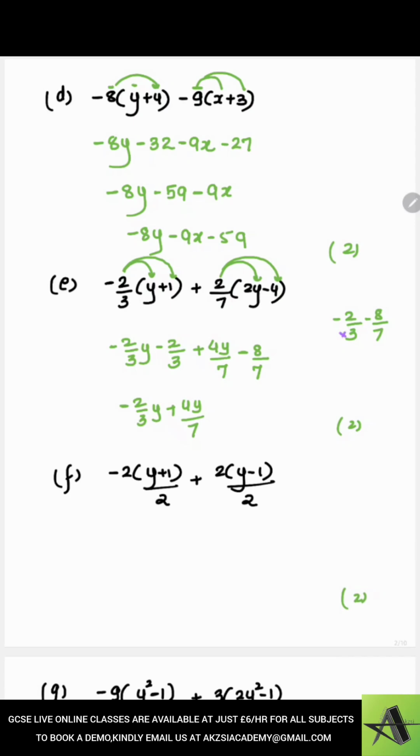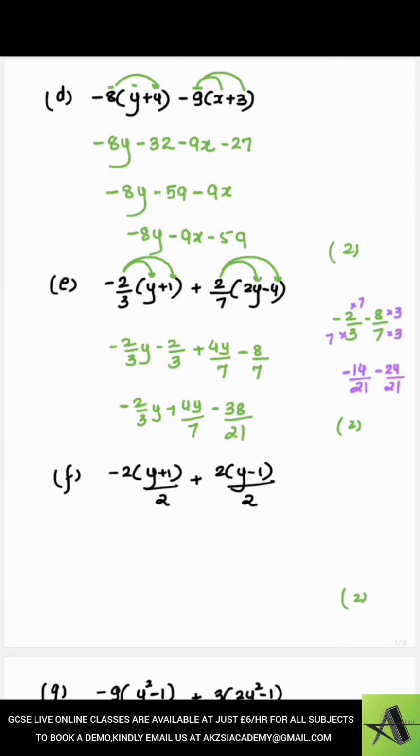So just multiply by 7, multiply by 7. Similarly, multiply by 3 and multiply by 3. So this will give us a better simplification because now the denominator is the same. So minus 14 over 21 and minus 24 over 21. So finally, our answer is minus 38 over 21.